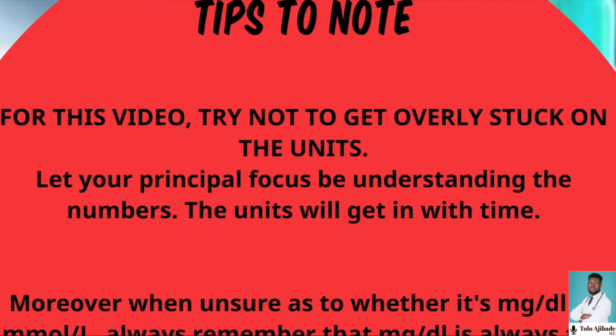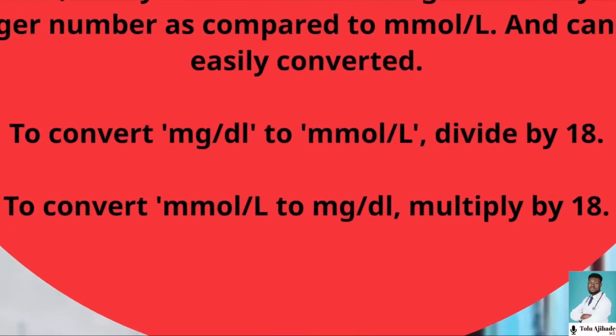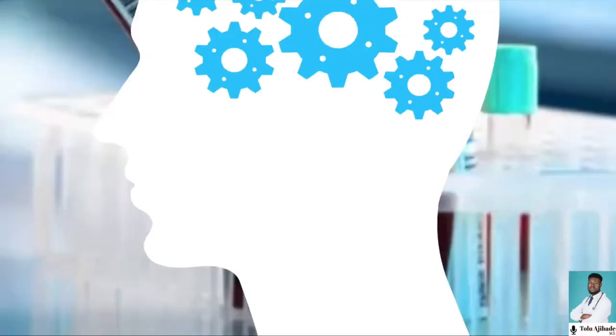When you're unsure, for some of those values that are milligram per dL or millimole per dL, you could just look at which is the bigger number and which is the smaller number. The smaller number will always be the millimole per dL, because it has more weight, and the larger number will be the milligrams per dL. You could always convert that by either dividing or multiplying by 18. I believe you all know this. So let's move on.